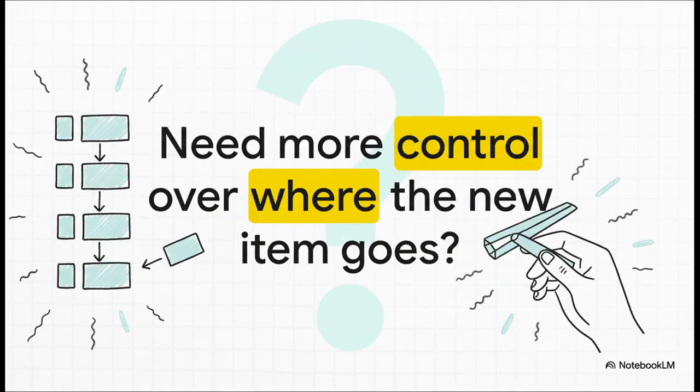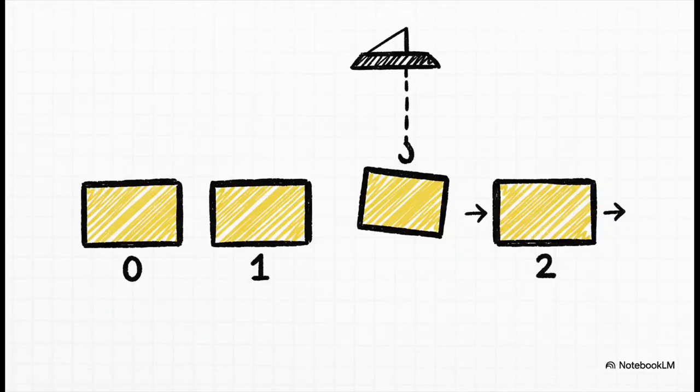Okay, that's great. But what if the end of the list isn't where you want the new item to go? What if you need to be a bit more surgical about it and slide something into a very specific spot, maybe right in the middle? For that, yeah, we're going to need a different tool, one with a lot more precision. And that tool is .insert.